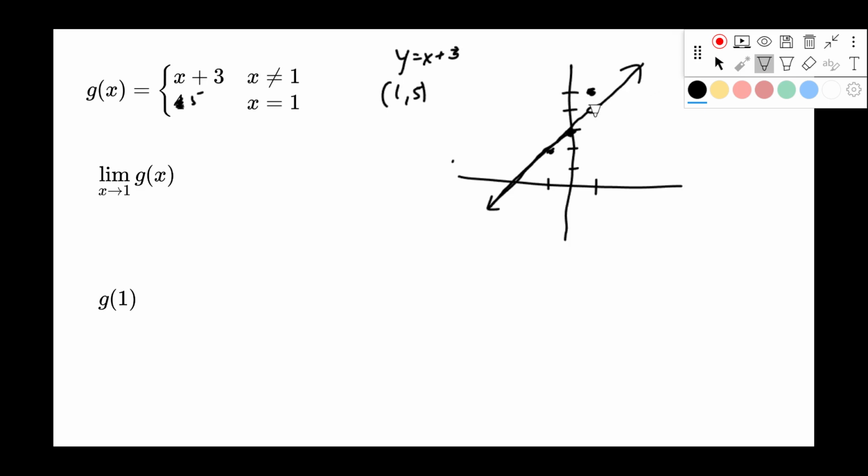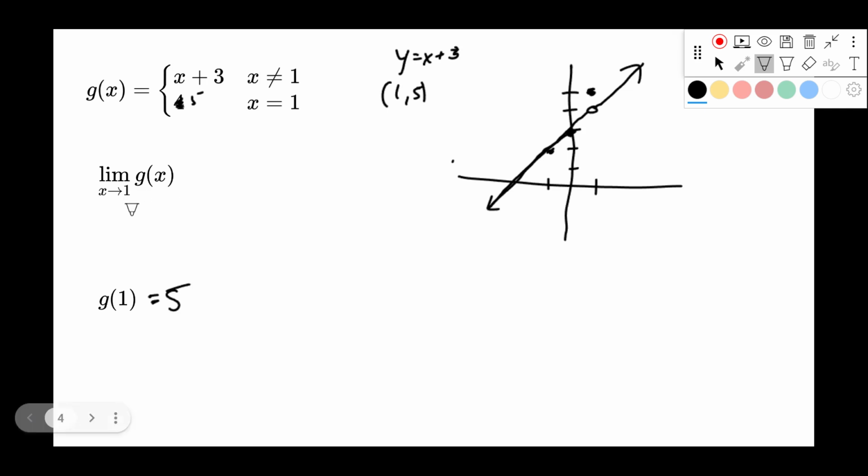Okay, so I have this open circle at 1, 4 because it's not on the graph, because x can't be 1, right, on y equals x plus 3. But there is a point at 1, 5. So let's do the bottom one first. I want to know what g of 1 is. So I'm looking for the closed circle. Where's the closed circle? On 5. So g of 1 is 5.